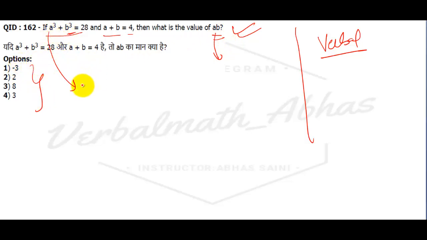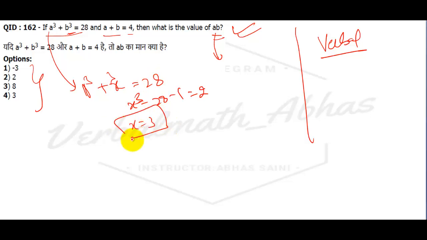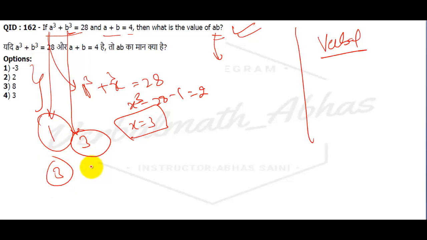Now if I take a as 1, 1 cube is 1, and next should be x, so 28 minus 1 means x cube equals 27. So you will get x as 3. So one number is 1. If I take a as 1, b will be 3 for sure. Or if a is 3, b will be 1 for sure, and you can verify this here also. 3 plus 1 equals 4, or 1 plus 3 is also equal to 4.